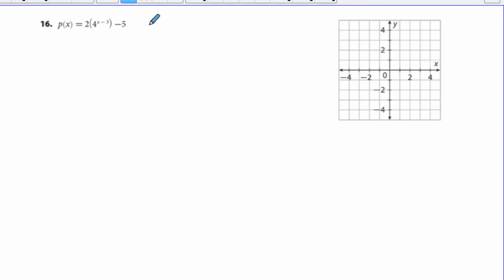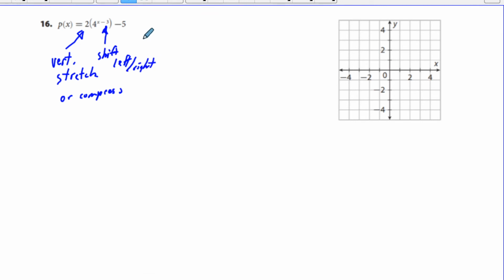The first thing I'm going to do is verbalize what's happening here. This 2 is A, and this is going to vertically stretch or compress. This value of h will shift left and right. And finally, this negative 5 is going to shift up. This value here, k, will shift up, down.